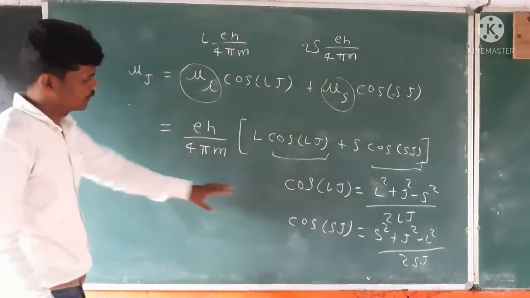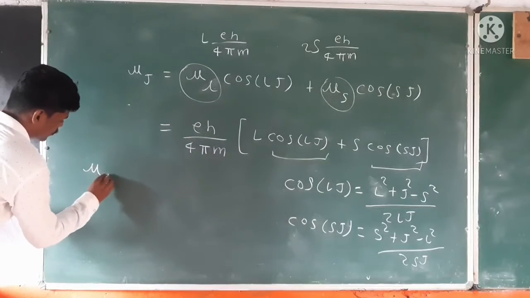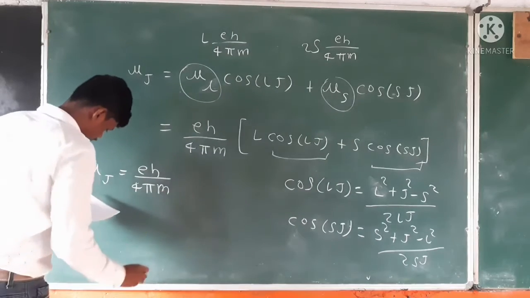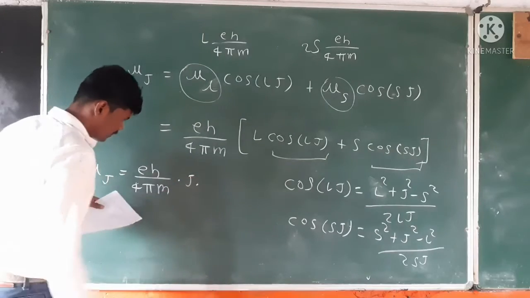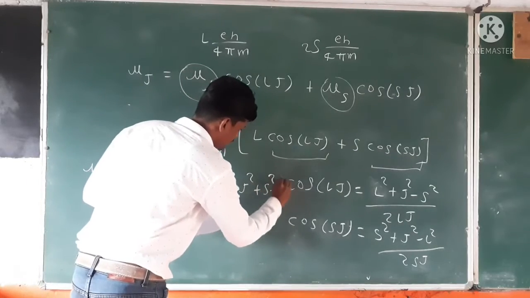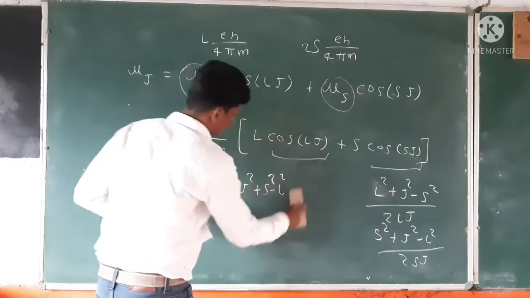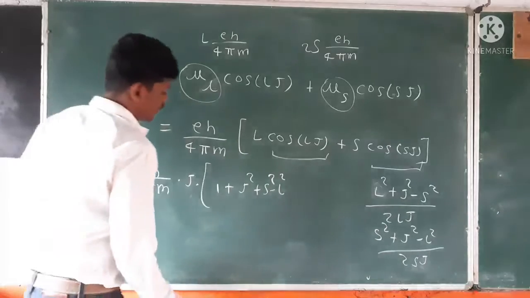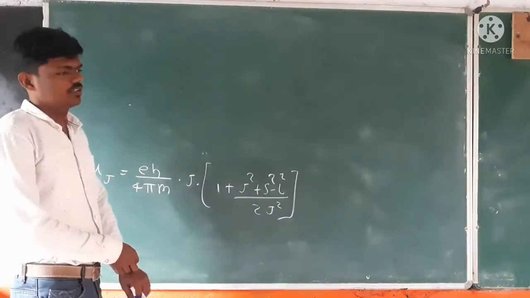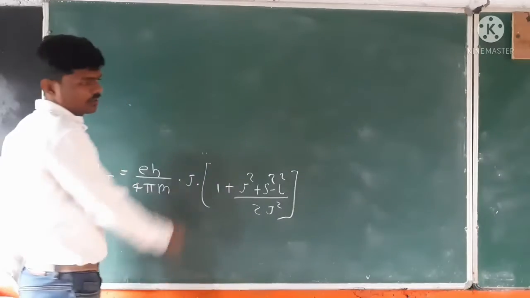So by putting these two values in this equation, we get the final result, and we write it directly: mu J is nothing but eh by 4 pi m into J into 1 plus (J square plus S square minus L square) by 2J square. So we know in Zeeman effect, that is weak magnetic field effect, the spectral lines split.